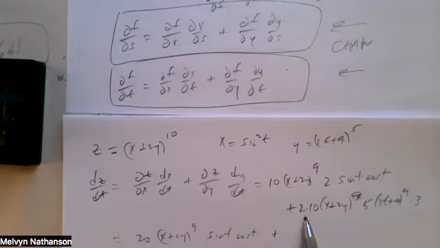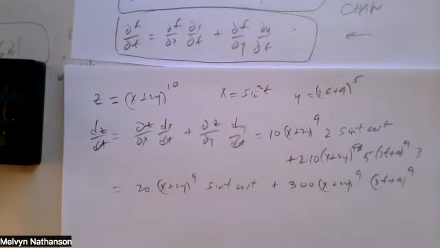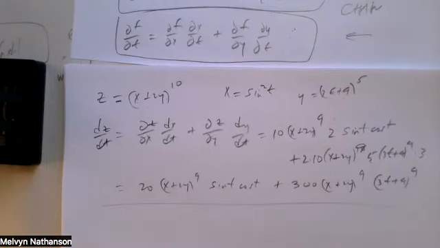plus 2 times 10 is 20 times 5 is 100 times 3 is 300 (x plus 2y) to the 9th (3t plus 4) to the 4th. And if I really wanted everything in terms of t, I would substitute x equals sine squared t here and y equals this and so forth. And I would end up with an expression in terms of t. Okay.